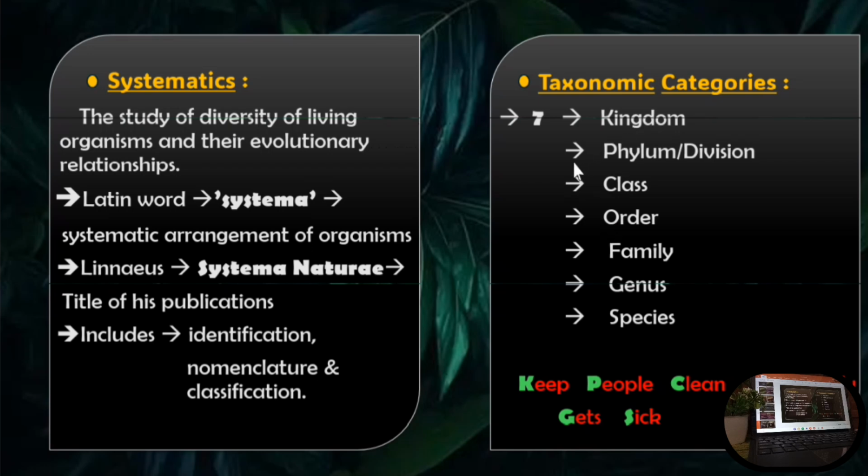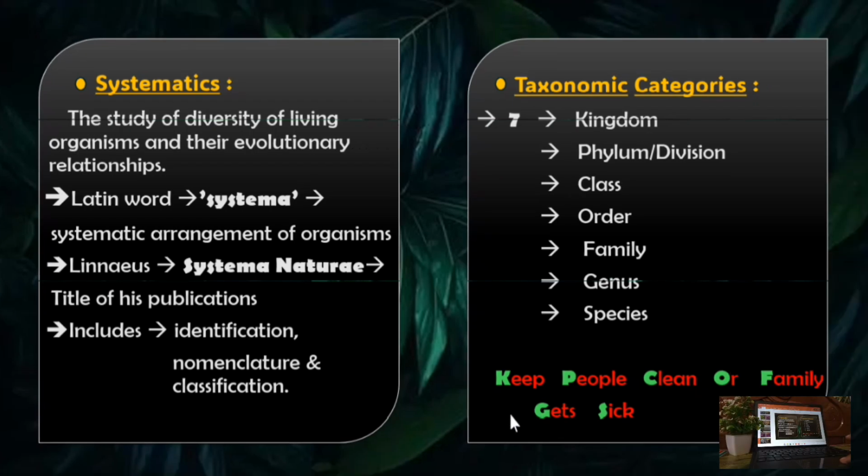And then our taxonomic categories. There are 7 taxonomic categories: kingdom, phylum and division, where phylum is for animals and division is for plants, then class, order, family, genus and species. And here is a simple trick to remember this: keep people clean or family gets sick. If you remember this sequence, every first letter denotes a taxonomic category. Okay, keep people clean or family gets sick.